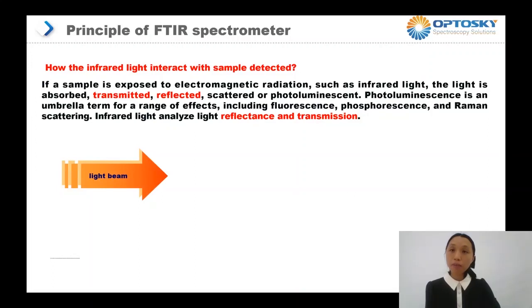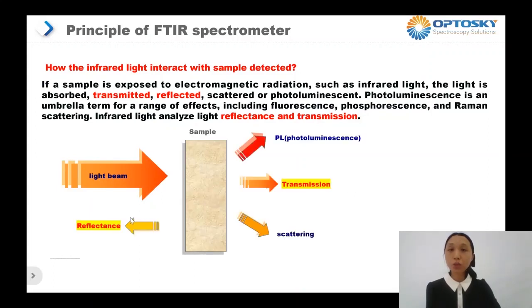Here is a simplified view of how infrared light interacts with the sample to be detected. For example, when exposed to electromagnetic radiation such as infrared light, the light is absorbed, transmitted and refracted. The transmitted and refracted light is usually analyzed by FTIR spectrometers, while the scattered light can be analyzed by Raman. And not to mention photoluminescence, usually including fluorescence and phosphorescence.